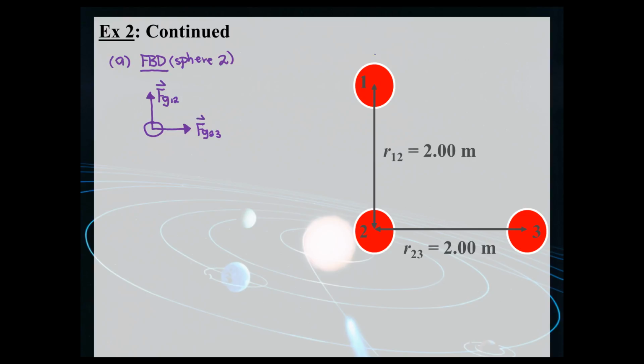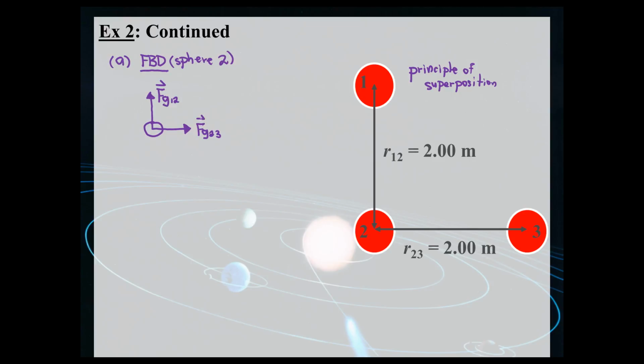By the way, this little process where I'm pretending like 1 mass doesn't exist, and I'm looking at how 2 would interact with 3, and then I pretend like 3 doesn't exist, and I want to see how 2 interacts with 1, and I kind of put them together at the end. That's called the principle of superposition. Okay, we've already calculated these forces.